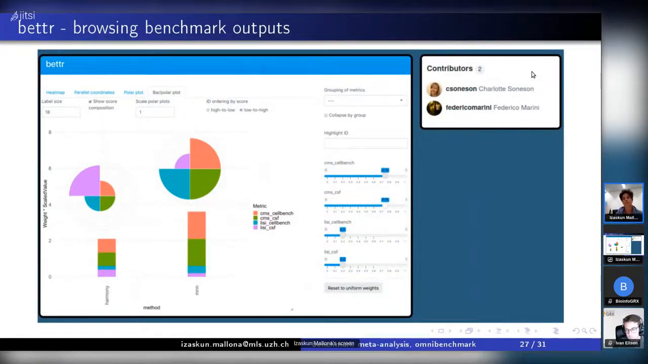First, I'd like to tell you that the contributors are actually Charlotte and Federico Marini. This is a Shiny app that gets deployed on each benchmark and allows you to give a score to whatever the metrics, like these batch effect metrics, and then to rank the methods according to them.